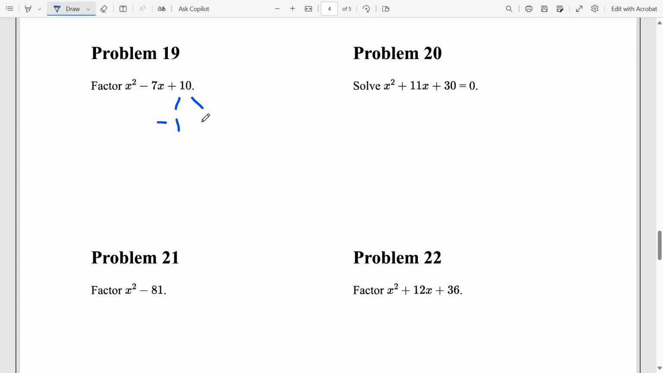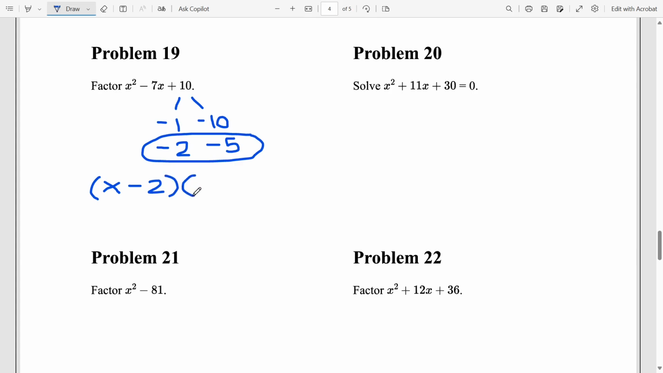So I could multiply negative 1 by negative 10, or negative 2 times negative 5. Now, negative 2 plus negative 5, that adds to negative 7. So that's the pair I want to pick. And to write this in factored form, I would write this as x minus 2 times x minus 5. And that's my factored form for this one.